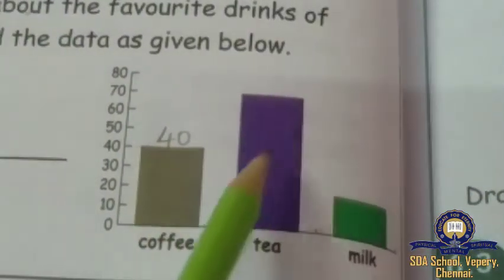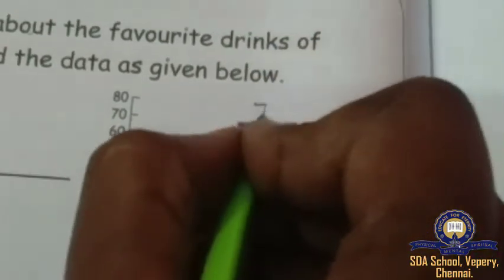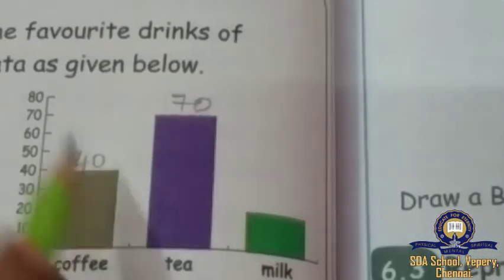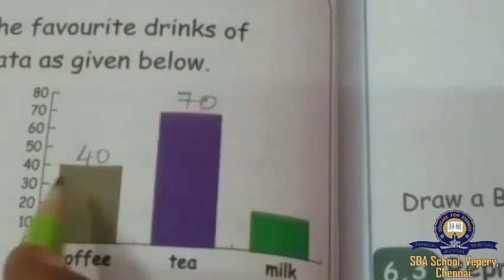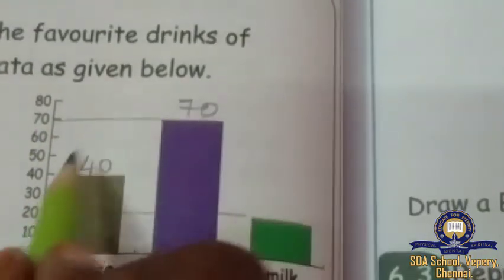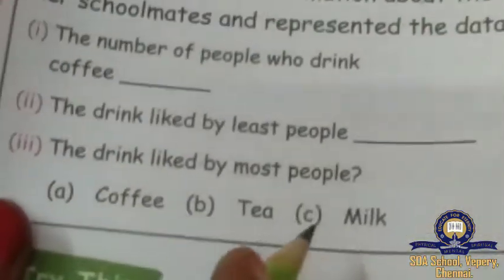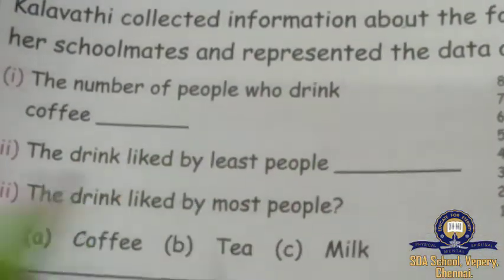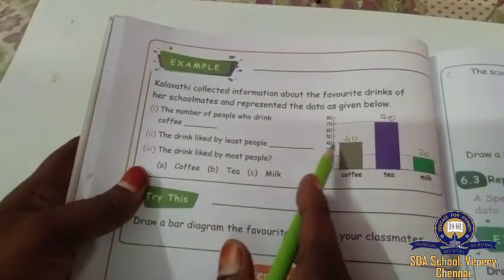Tea. See the scale. So here 70. So it is up to 70. So 70 members drink tea. And milk. Here see. So this comes under, you can draw one line also. So this is 20. So write the answer here. The number of people who drink coffee. How many? Coffee 40.